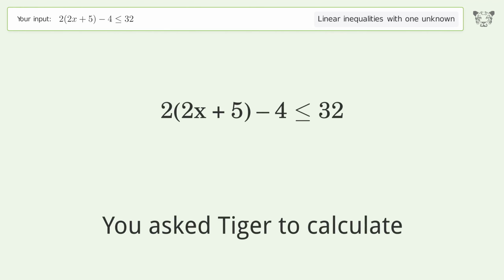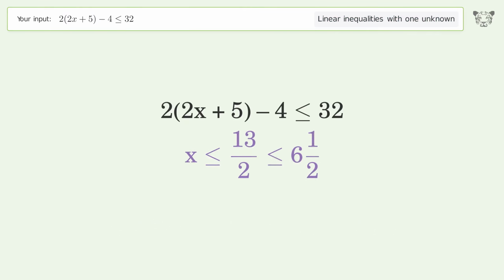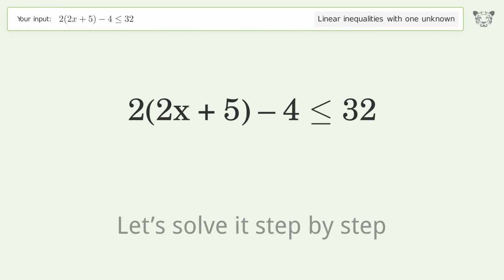You ask Tiger to calculate. This deals with linear inequalities with one unknown. The final result is x equal or smaller than 13/2 equal or smaller than 61/2. Let's solve it step by step.